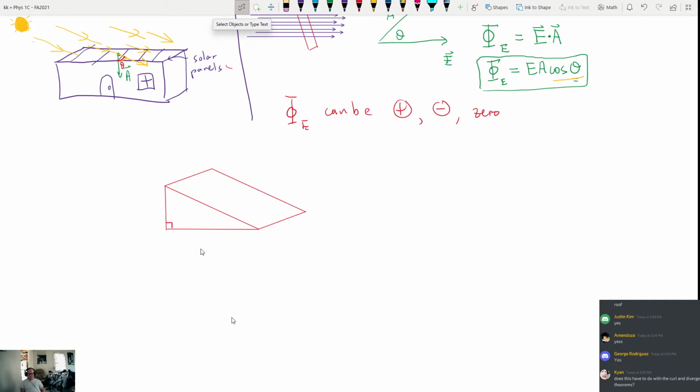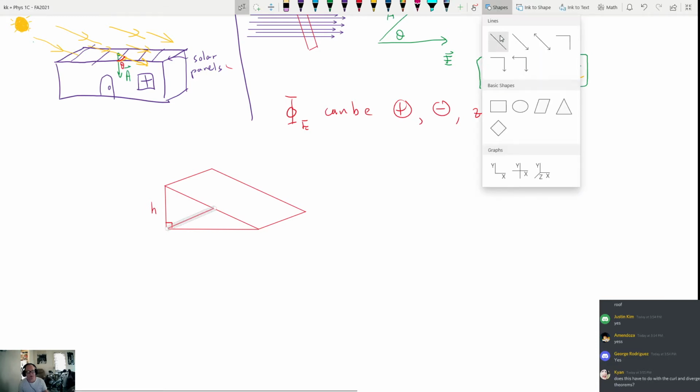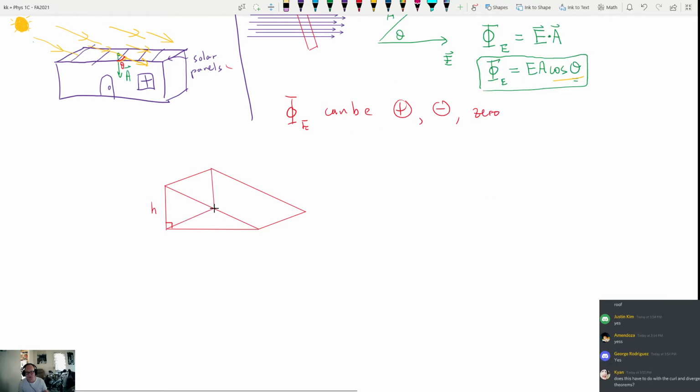Right angle right here. We need some dimensions to this object. So let's call this dimension over here h. Let's also draw in three-dimensionally the stuff that you can't see. So there's also going to be a line that comes kind of back here, and there's going to be a line that drops down like right here.